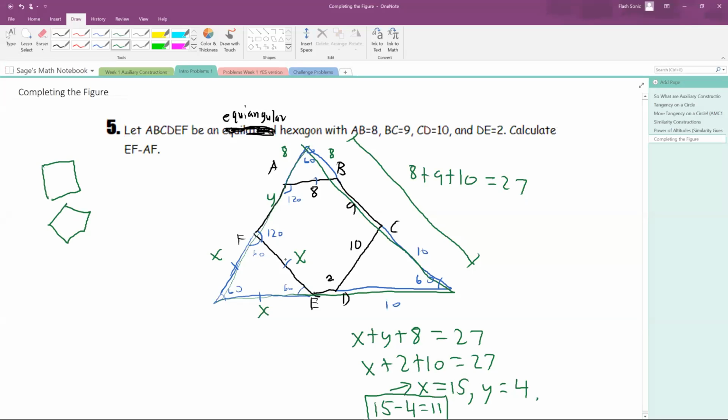Why do you need to do X plus 2 plus 10? Oh, so that way we can solve for X. Because if we just use X plus Y plus 8 is equal to 27, then that's not enough to solve for both variables.